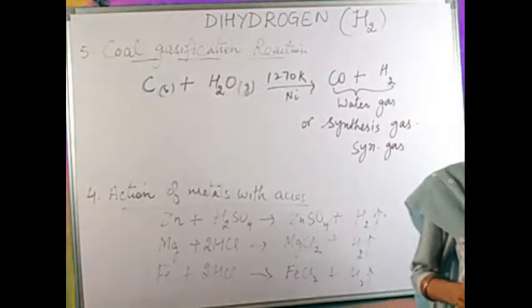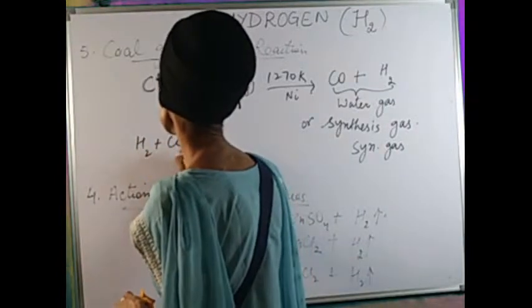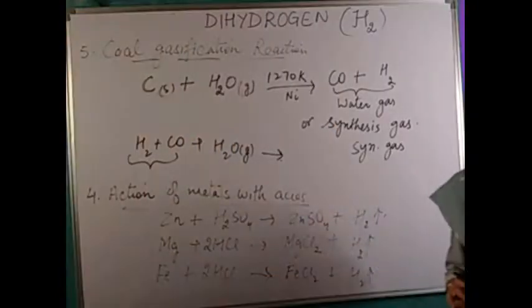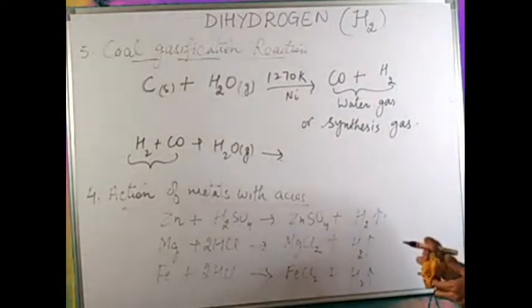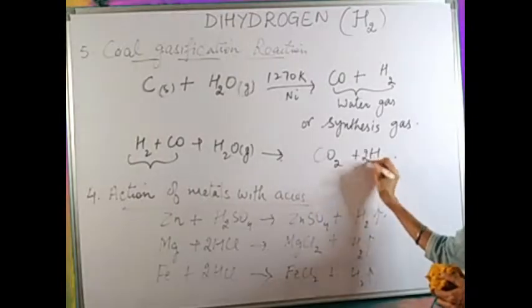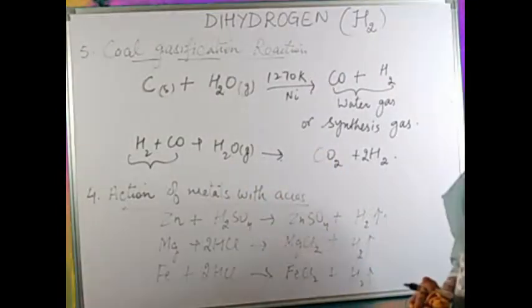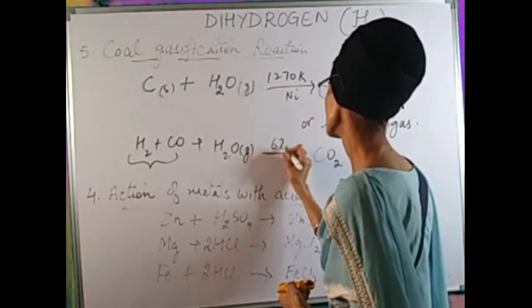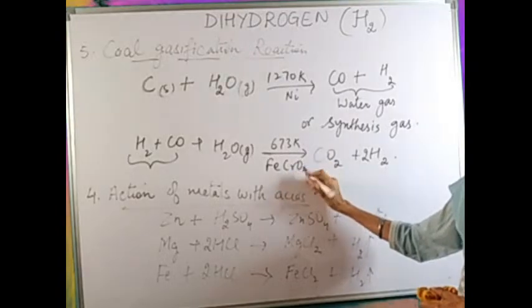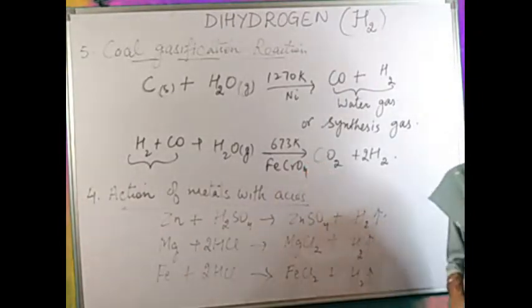Now the water gas produced here in this step is further reacted with steam. So this is water gas, a mixture of hydrogen and carbon monoxide, further reacted with steam to give more hydrogen along with the formation of carbon dioxide also. So this is carried out at 673 Kelvin in the presence of iron chromate. So this is also one of the very important commercial methods.